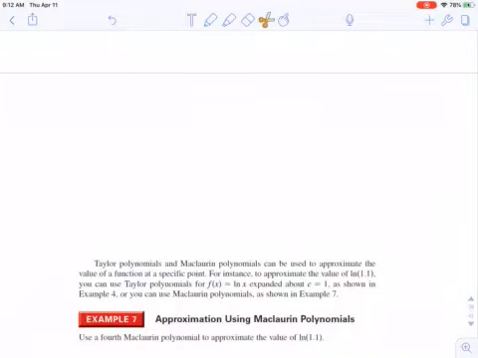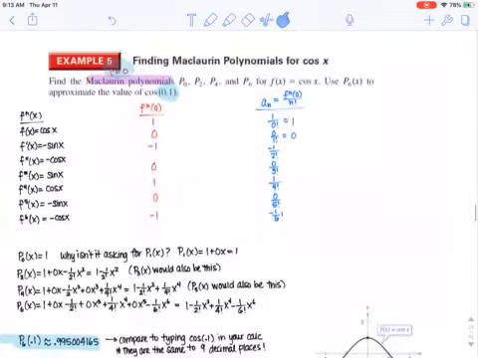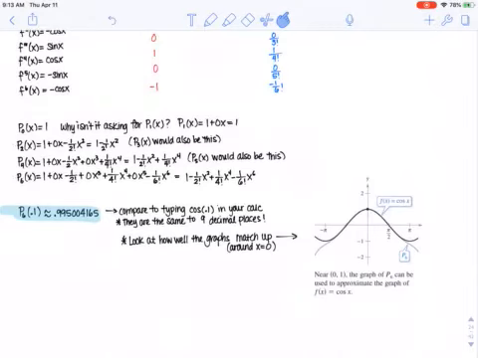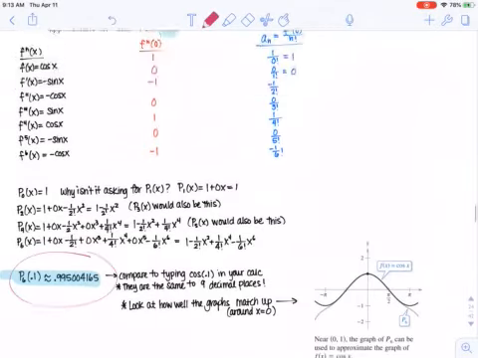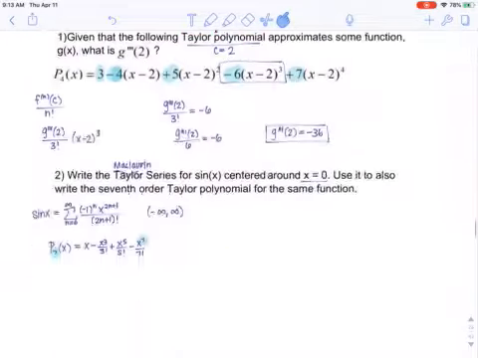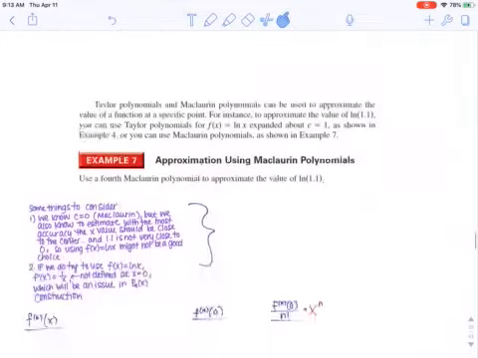All right, so Taylor polynomials and Maclaurin polynomials can be used to approximate the value of a function at a specific point. We already saw that, right? When we were looking yesterday, we used it to approximate the value of cosine of 0.1, and we found that it was this value. And we also noticed that the value we were trying to approximate it at was very close to the center of our function. Okay. So let's go back to this.